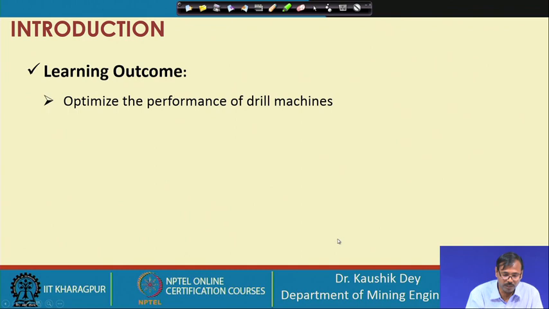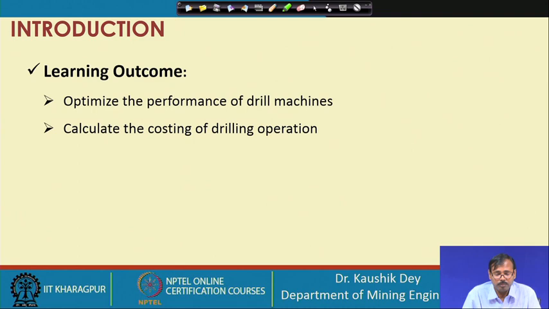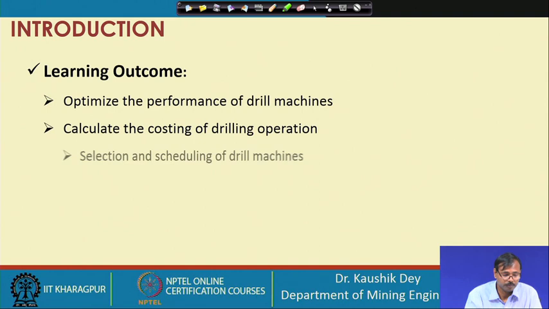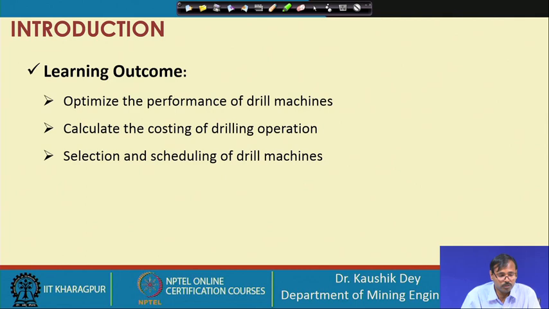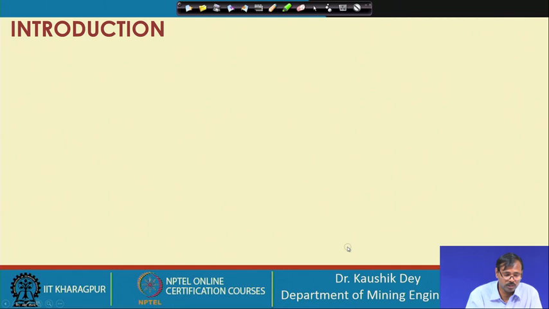Then calculating the costing of the drilling operation is very, very important. Unless the unit operation cost of this drilling technology can be determined, the overall operating cost cannot be determined. So drilling costing is very important. Selection and scheduling of drill machines is also very important. This will optimize the overall cost, and that is why this is an essential requirement for drilling.